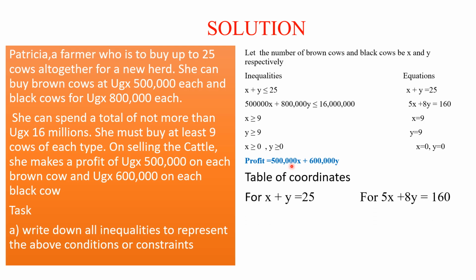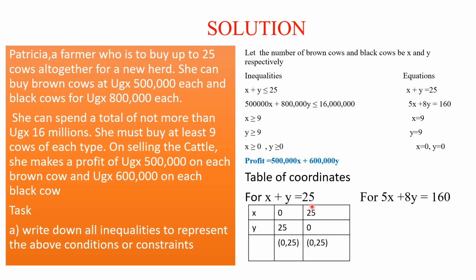And then after that, a table of coordinates is also very important. So we have two lines. We have x plus y is equal to 25. And I may use the intercept formula. Here I have x and y. So it means that when x is 0, then y is equal to 25, because 0 plus y, I get y. So the coordinates will be 0, 25. Then when y is 0, our x is 25, and our coordinates will be 25, 0.